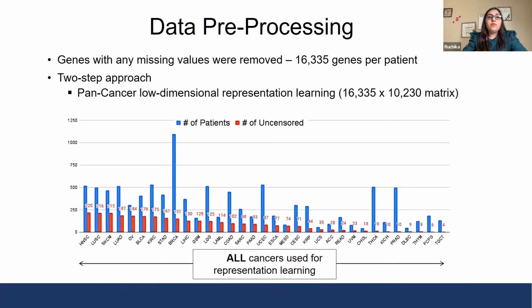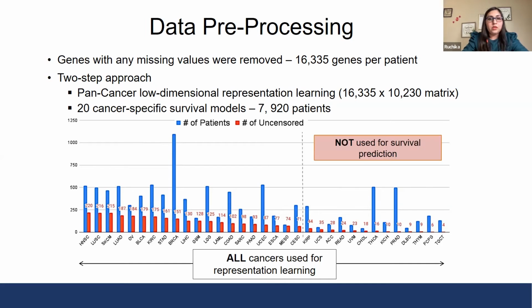So in this work, we used a two-step approach, where first we learned a low-dimensional pan-cancer representation in an unsupervised manner, and then we trained cancer-specific survival models. Here we trained 20 different models using the RNA-seq data of different cancer types. And these are the cancer types which we didn't use because they didn't have enough uncensored patients for C-index comparison.